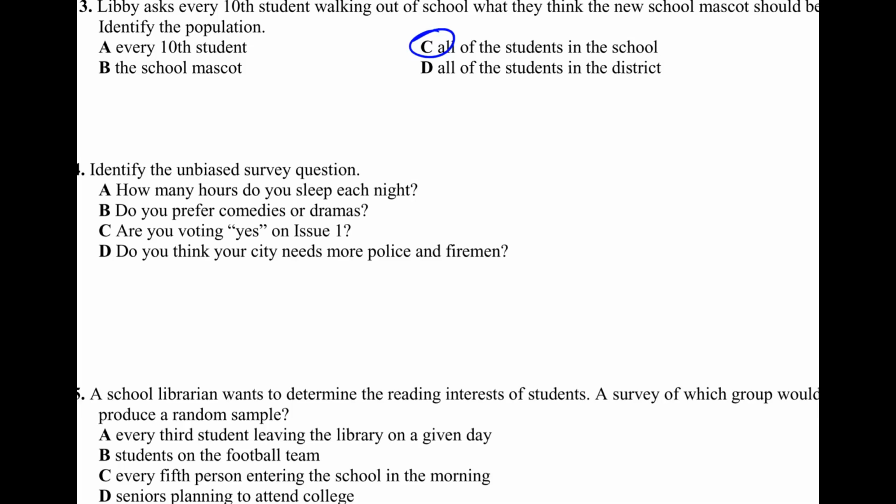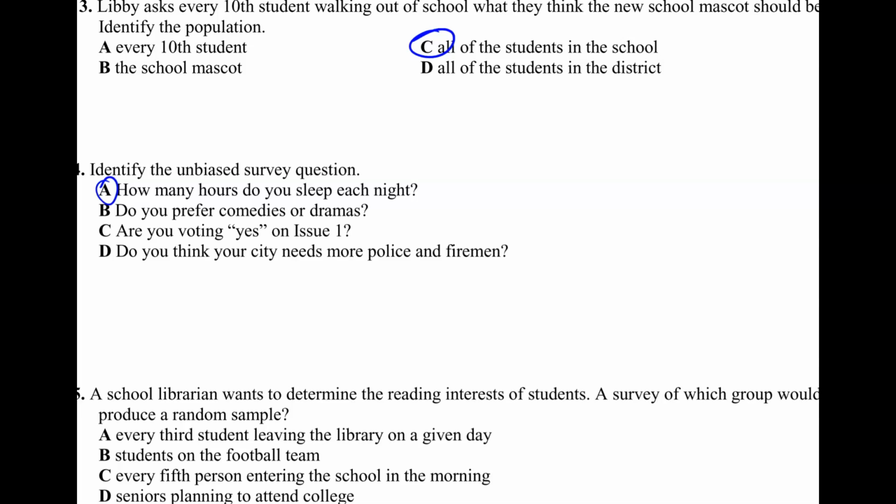Number 4. Identify the unbiased survey question, meaning there should only be one that is not biased. So is A biased? How many hours do you sleep a night? Yeah, it's unbiased, so this should be the answer, but let's go through and make sure the other ones are actually biased. Because how many hours do you sleep a night? It doesn't limit them, right? It's just asking a question. It's just asking them neutrally, how many hours? It's not saying, are you a lazy bum who sleeps 14 hours a night? Like, no, that's biased.